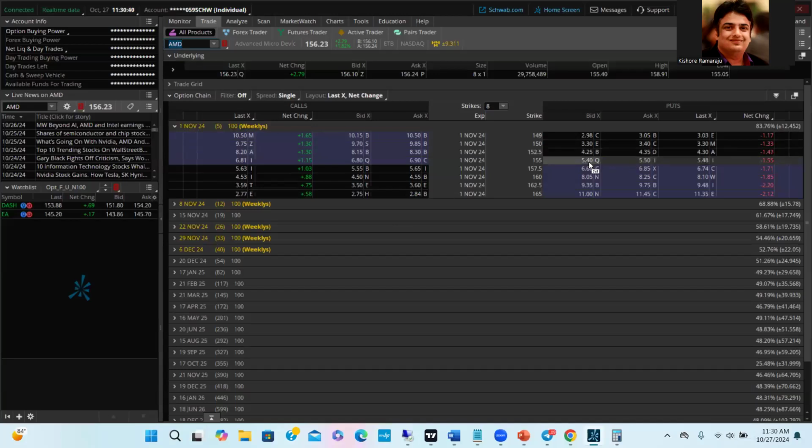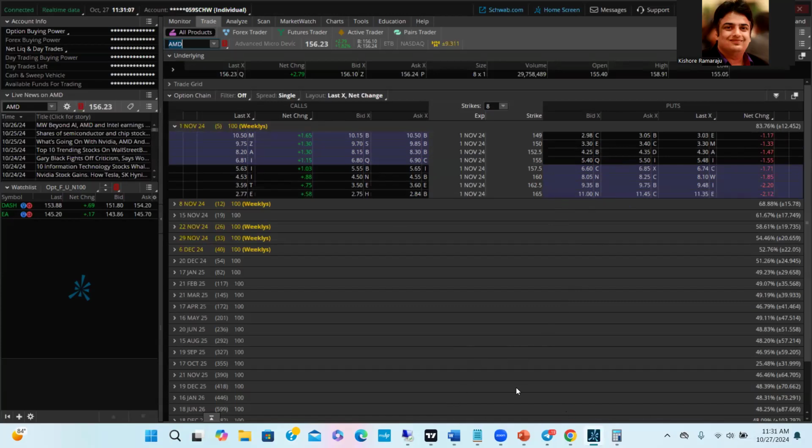So what I will do, if I go to AMD tomorrow morning, whenever I think it is a good time, I can buy a 155 put, or I can buy a 152.5 put, because you are bearish about the stock. If you are bullish, you will buy this side. If you are bearish, you will buy on this side. Right? For example, you buy a 152.5 put. Immediately, as soon as the stock starts dropping, this $425 will become 500, 600, 700, like that. It will keep on going up.